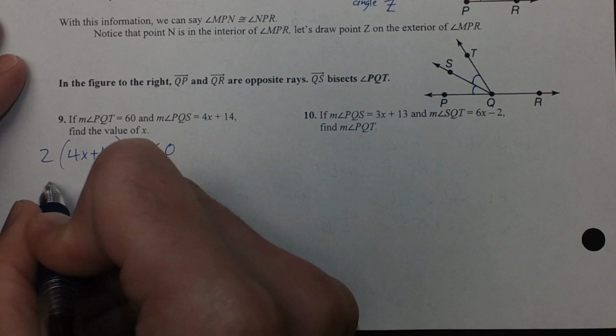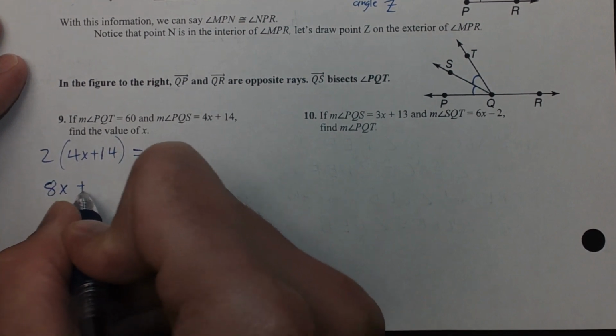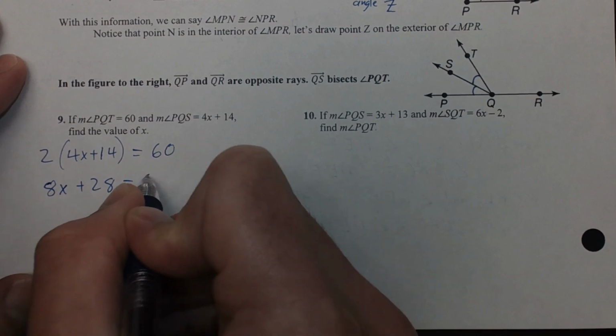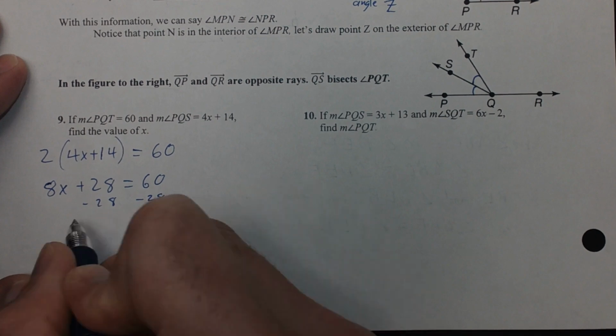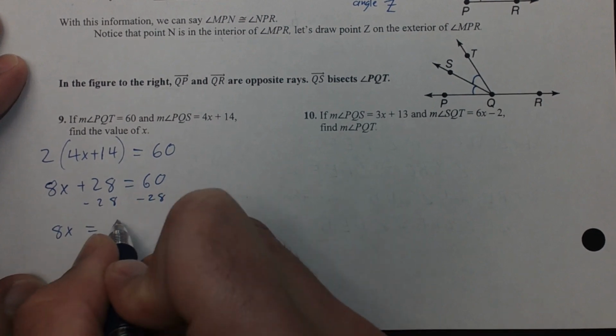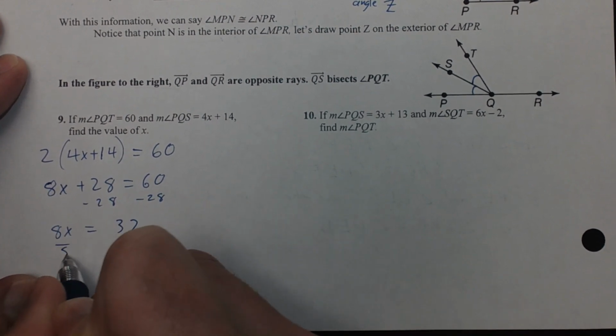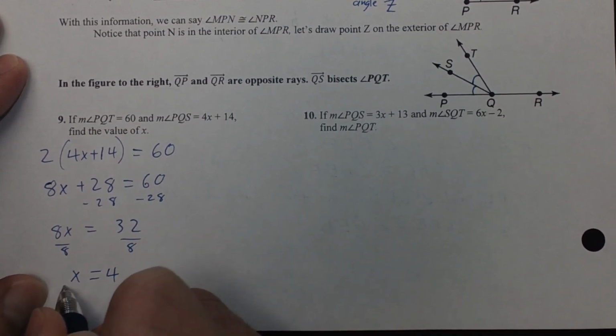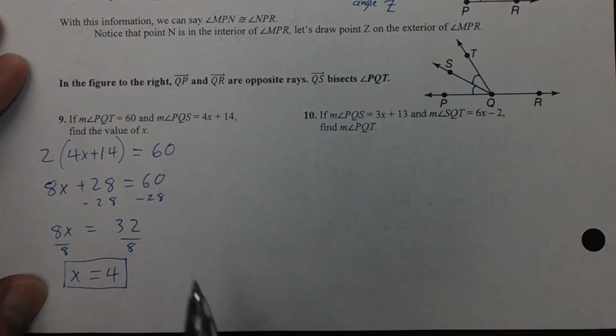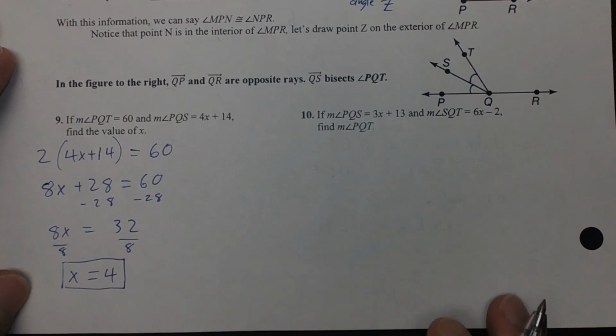If you want, you can distribute the 2 first. That's not a bad idea. 8x plus 28 equals 60. Subtract 28. You get 8x is equal to 32. Divide by 8. x is equal to 4. And that was what we were asked to find. What is the value of x?